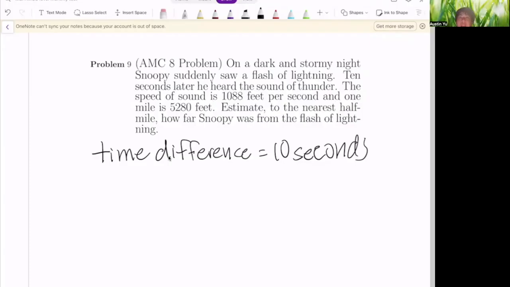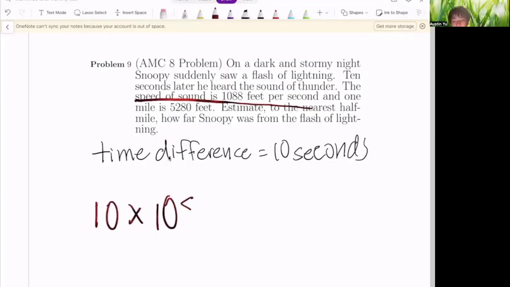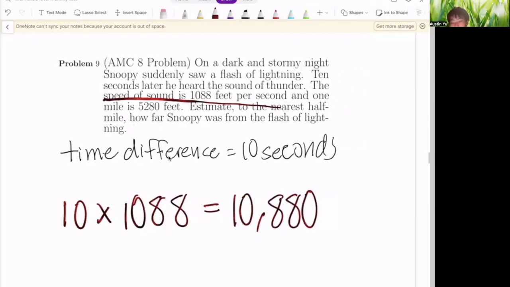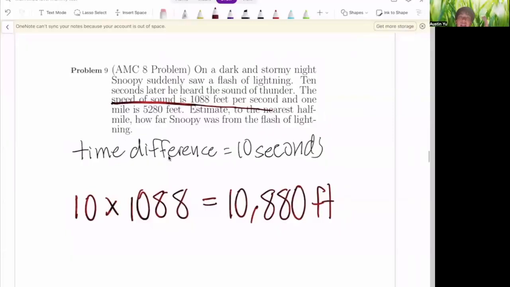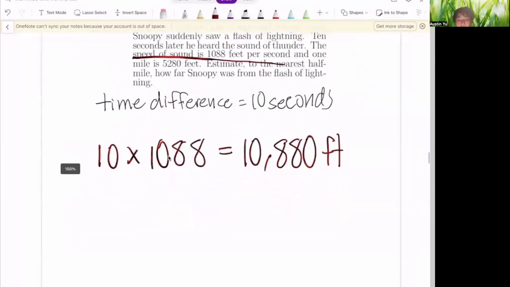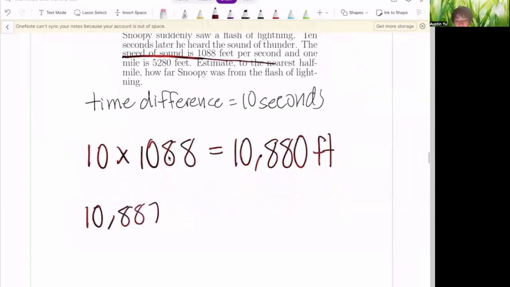10 seconds. And it also says that the speed of sound is 1,088 feet per second and 1 mile is 5,280 feet. So if the speed of sound is 1,088 feet per second and it took 10 seconds to reach Snoopy's ears, then all we have to do is multiply 10 by 1,088, which would give us 10,880 feet. So that is the distance from Snoopy to the thunder. Okay, now that we figured this out, all we have to do is divide 10,880 by 5,280 feet.